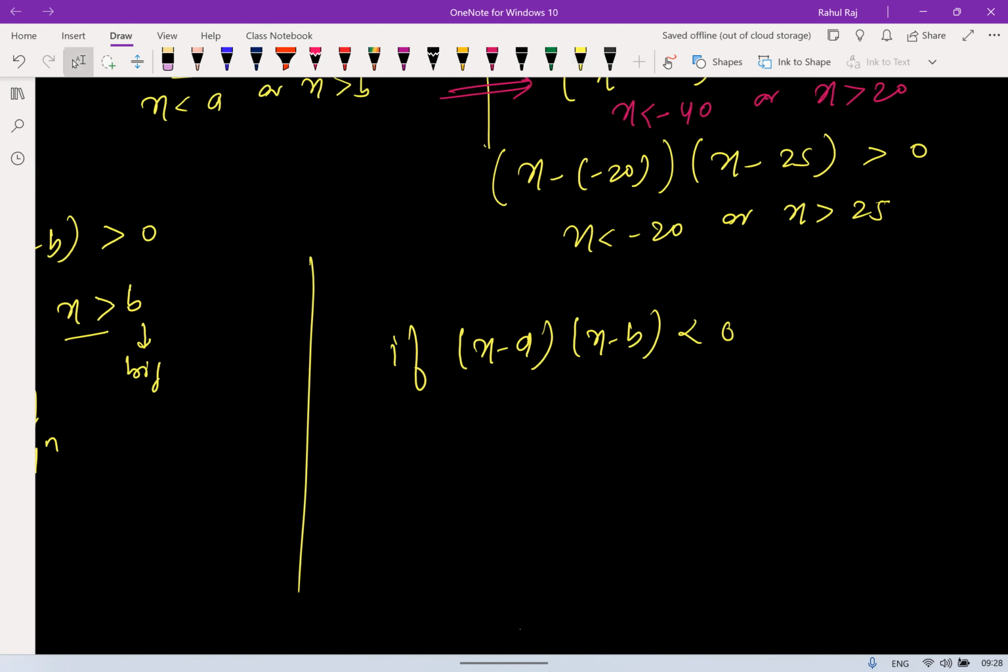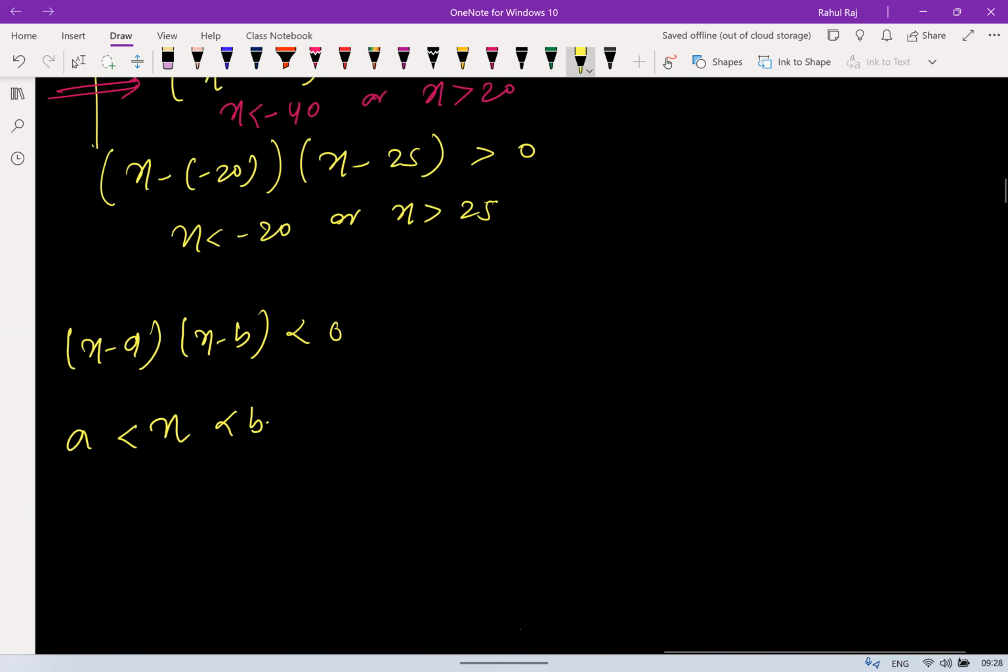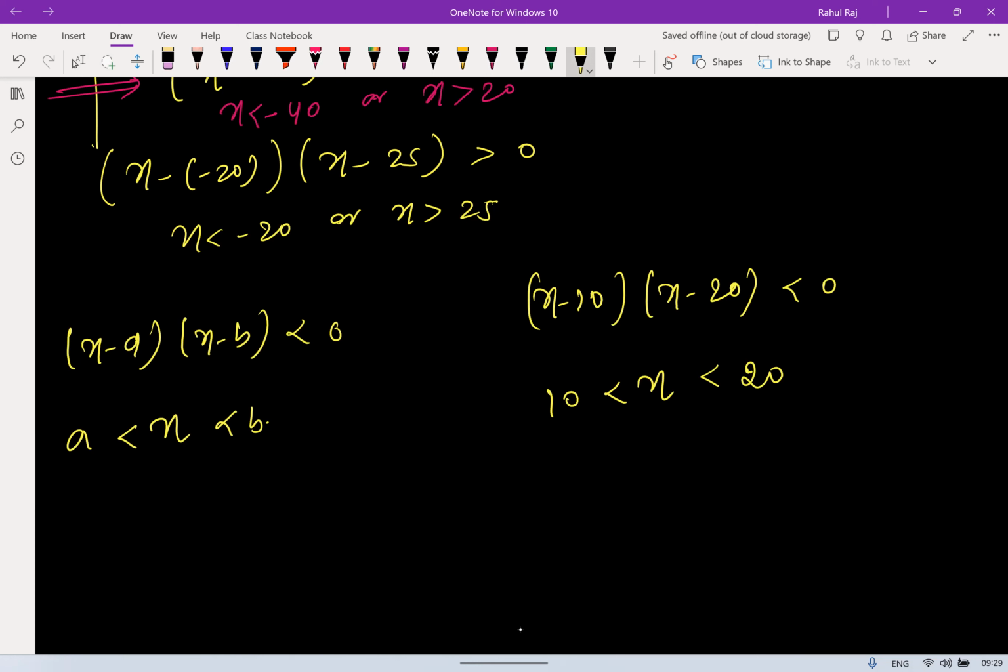So if x minus a into x minus b is less than 0, it means, Alexa, x lies between a and b. Imagine if I say x minus 10 into x minus 20 is less than 0. This simply means that x lies between 10 and 20, positive 10 and 20, because it's in the form of x minus a, x minus b.